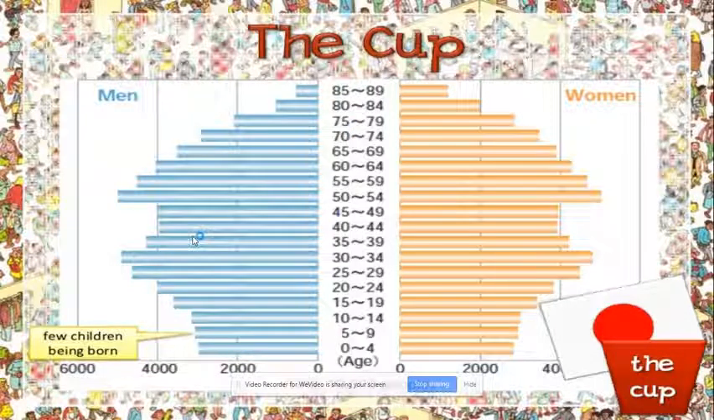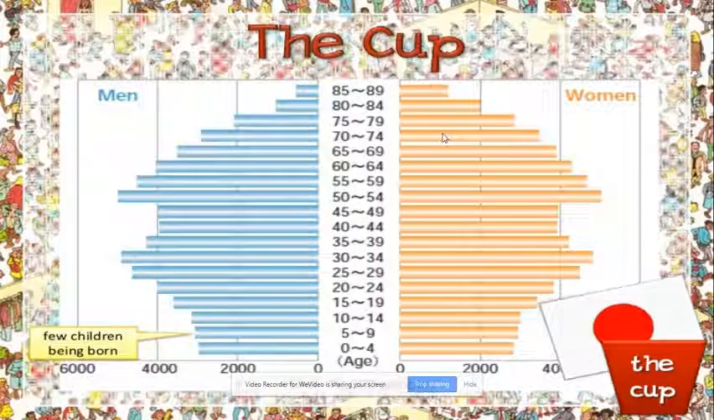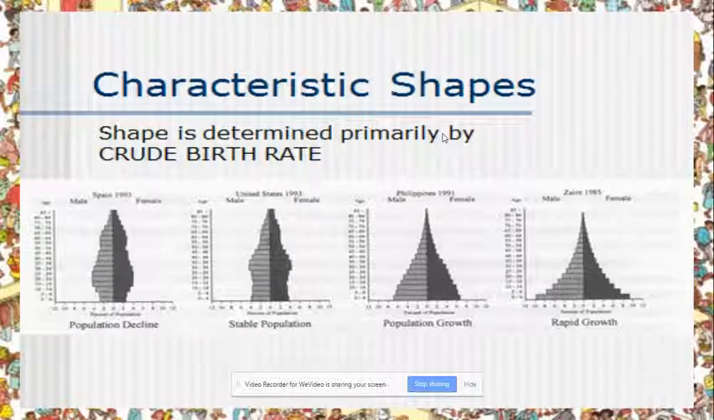It's the highest in the world. But what Japan is finding now is that there aren't enough working age people to take care of these high life expectancy populations here. We'll talk more about that later.